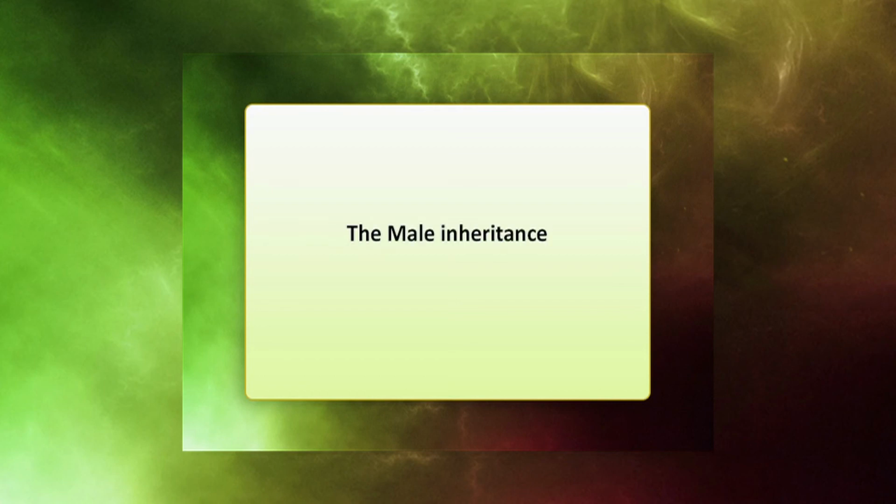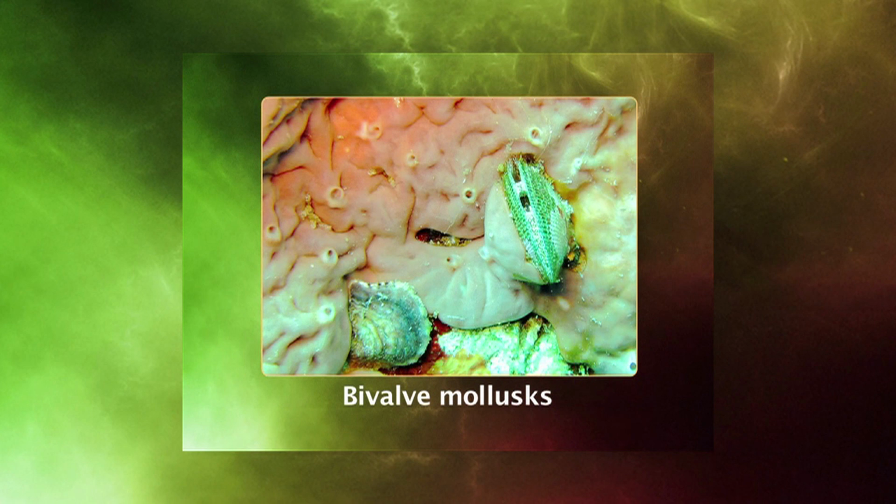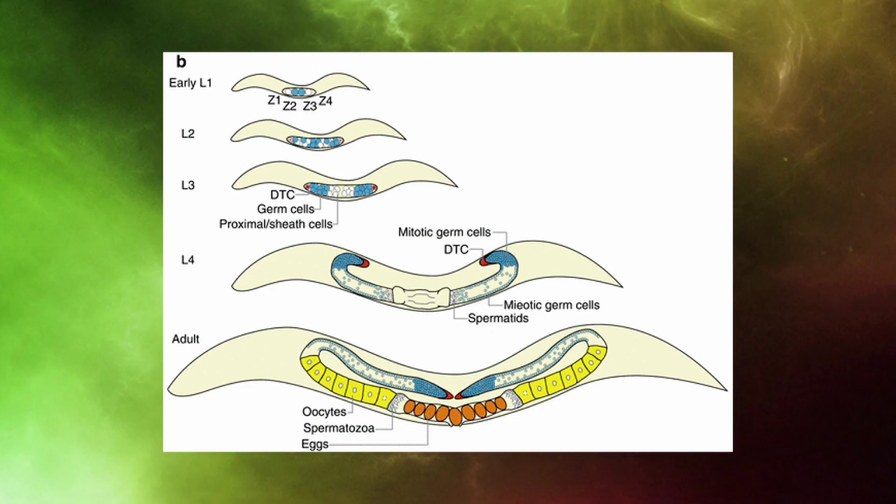The male inheritance. Doubly uniparental inheritance of mitochondrial DNA is observed in bivalve mollusks. In those species, females have only one type of mitochondrial DNA, whereas males have F-type mitochondrial DNA in their somatic cells, but M-type mitochondrial DNA, which can be as much as 30% divergent, in germline cells.